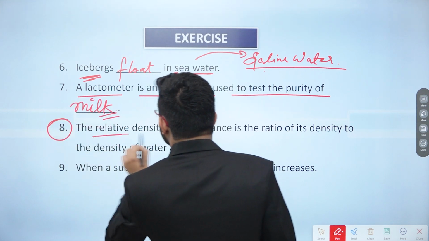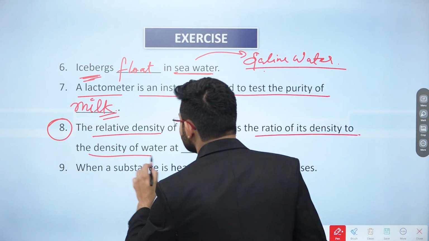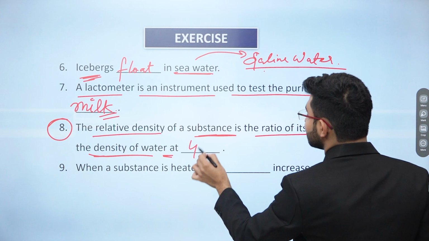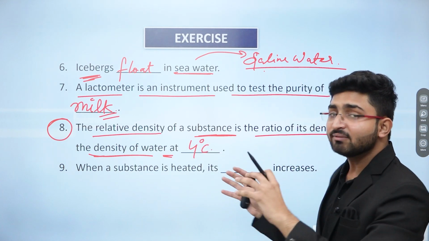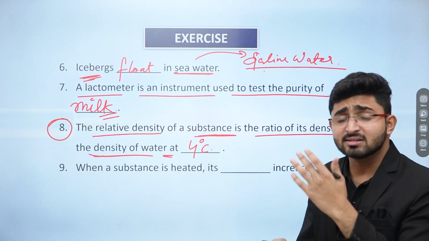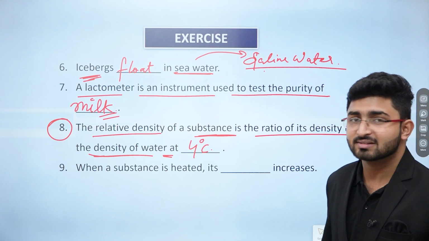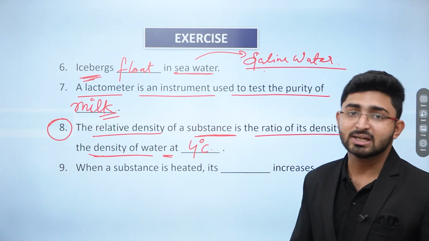The next one is the relative density of a substance is the ratio of its density to the density of water at 4 degrees Celsius. I have told you that relative density is the ratio between the density of a substance and the density of water at 4 degrees Celsius. So obviously the temperature is 4 degrees Celsius here.